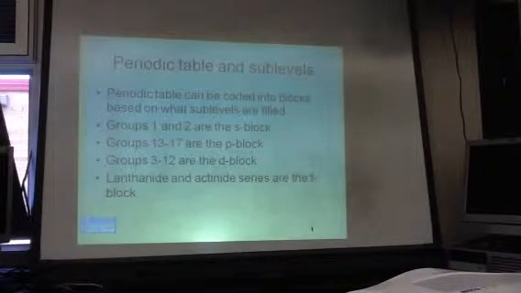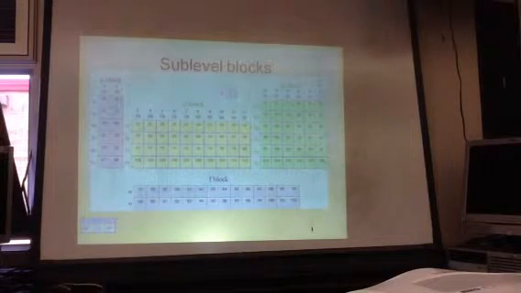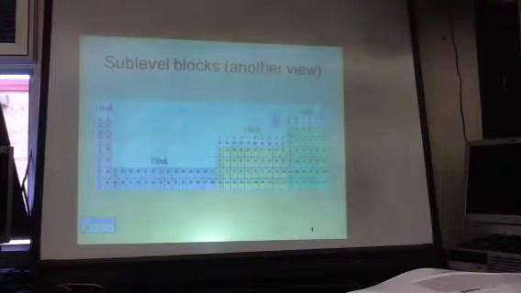Well, there's our plain old periodic table that you've been looking at your whole life, but with the sublevel blocks colored: the S, the P, the D, the F. Doesn't make any more sense that way than it ever did. There is the full, blown-up periodic table.